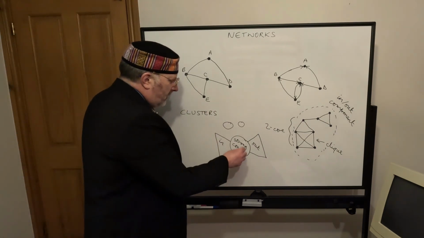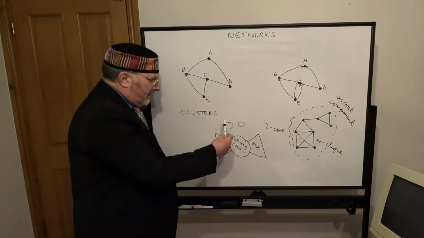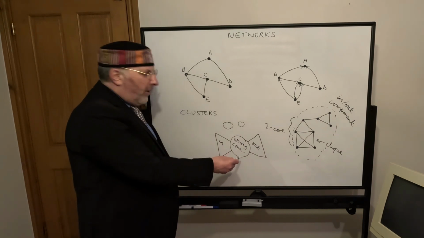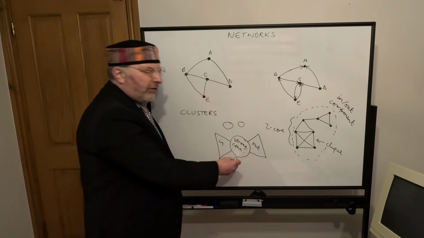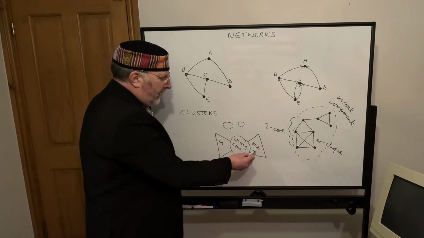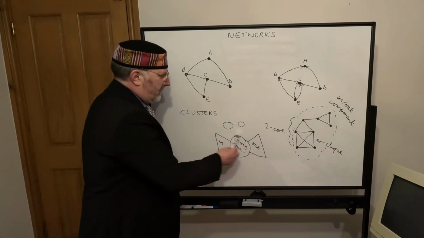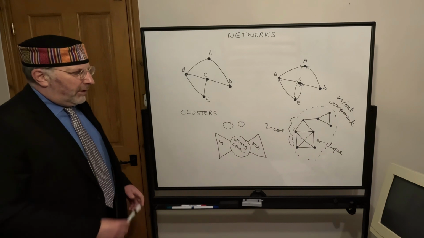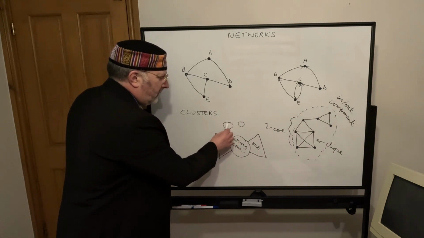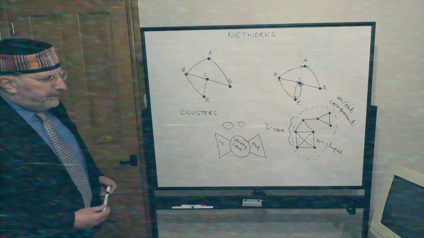And in 2010, which is the latest statistics I've seen, about 28% of all the web pages were in the strongly connected component, and about 21% in each of the in and out components, leaving 30% that weren't connected, or were in other components. They might have been connected to other things here, but they weren't connected to this main part of the web.